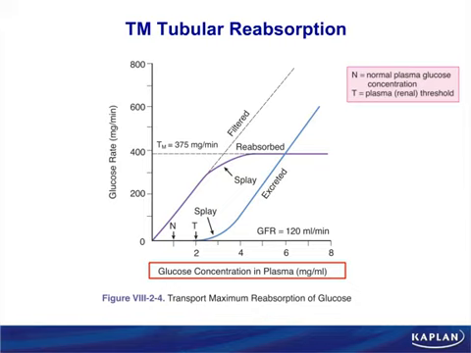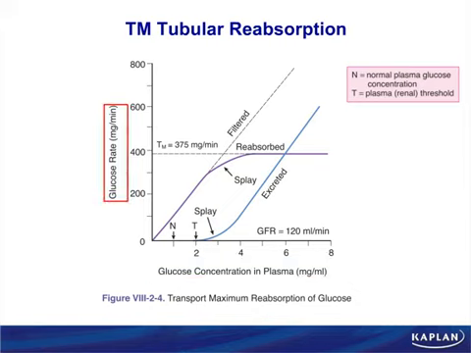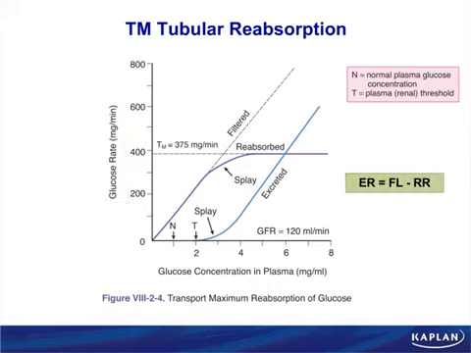So that is the plasma glucose concentration. That's the x-axis. On the y-axis, we're looking at the glucose rate. Rate of what? Well, again, we're going back to mass balances. What we're graphing here is the mass balance equation, which is the following. Excretion rate is equal to filtered load minus reabsorption rate. Once again, excretion rate is equal to filtered load minus reabsorption rate. What we're doing here is graphing mass balances.